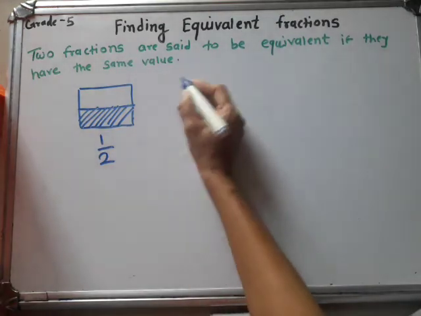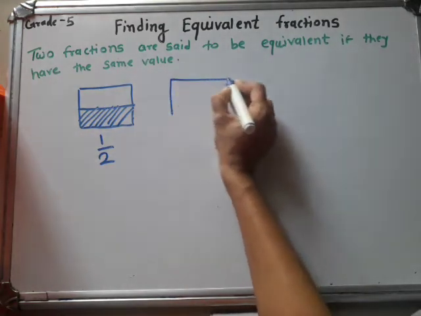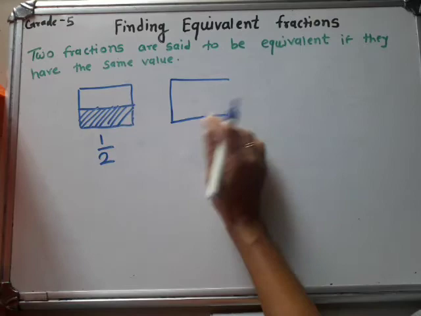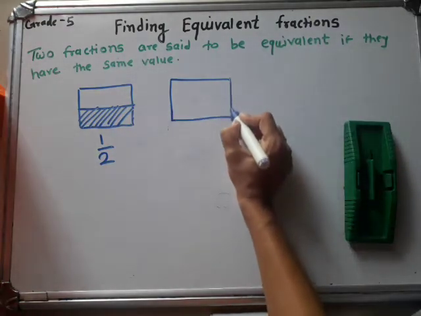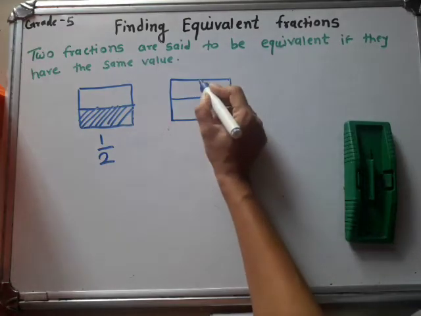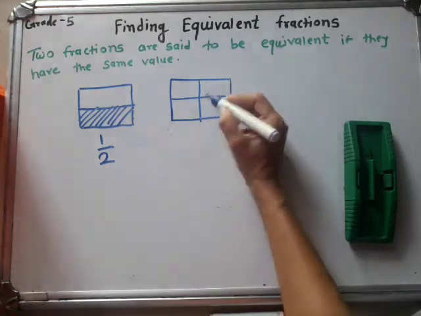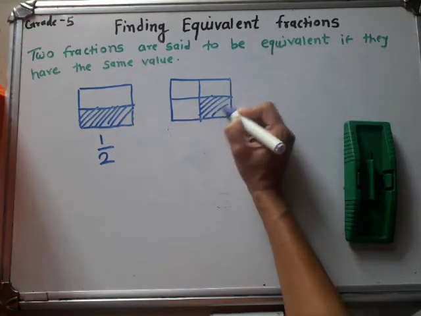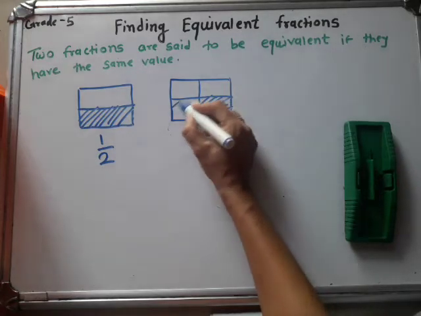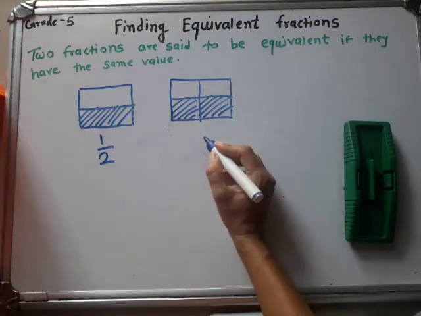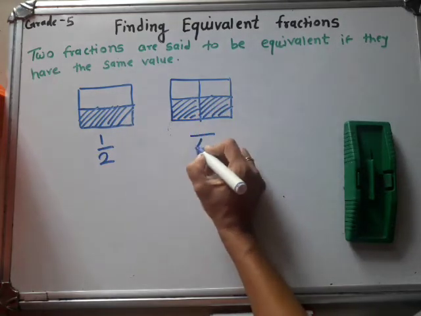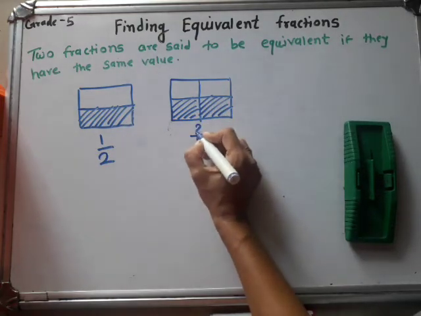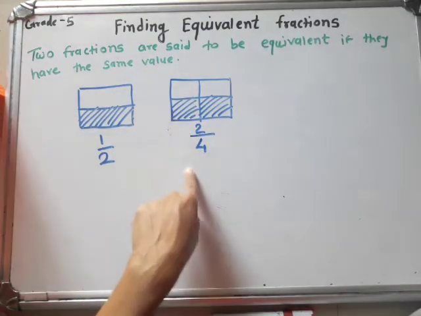Then see again, suppose we take the same paper. Now we make four equal parts and two parts are shaded. What is the fraction of this folded paper? Total parts are 4 and 2 are shaded parts, so we get here 2/4.